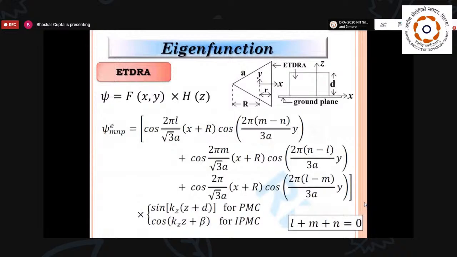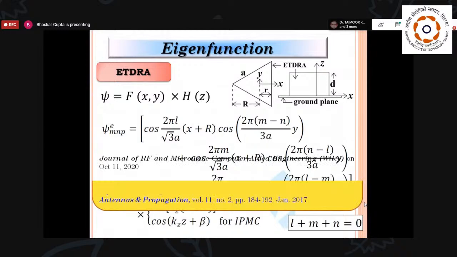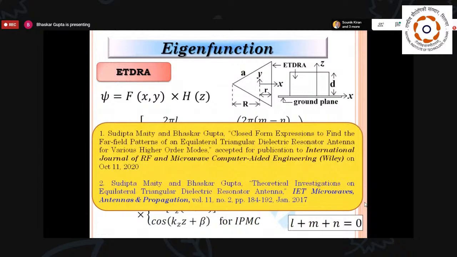This is an equilateral triangular DRA. Again, the eigenfunction is given here, composed of all these harmonic functions. But see the three indices, L, M, and N. The sum must be zero. This is in order to make the geometry amenable to the triangular shape. This is through trilinear transformation, and the corresponding papers are presented here in the IET paper, IET MAP. You get more detailed form. In the other one, you get the final closed form expressions.